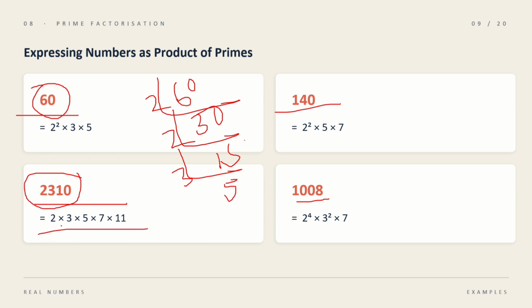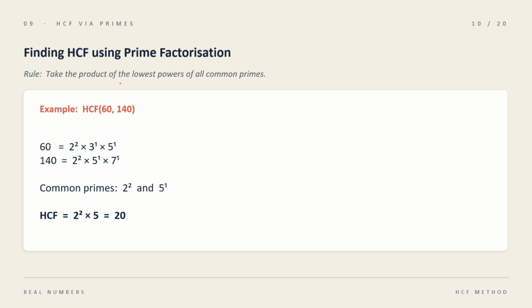In a similar way, 2310 we can write as 2 into 3 into 5 into 7 into 11. Similarly 140 can be written as 2 squared into 5 into 7, and 1008 can also be written as 2 to the power 4 into 3 squared into 7. This is the final expression in the form of a product of primes.